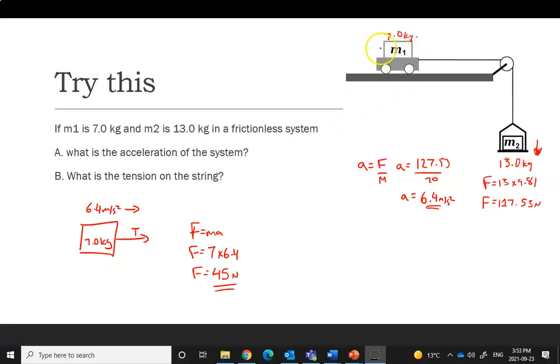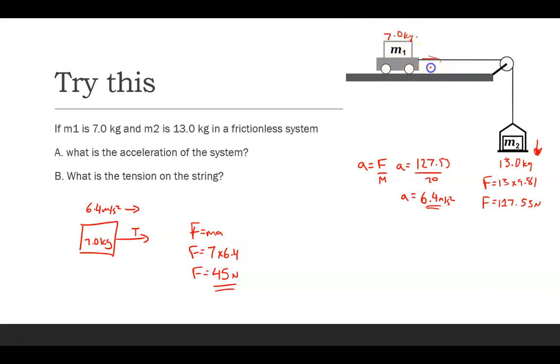And so whether you chose M1 or M2 doesn't really matter, but choosing M1 means that you only have one force acting upon this object, which is the tension, which makes things really nice here because you've got a 7 kilogram mass accelerating 6.4 meters per second squared to the right. F equals ma gets you a 45 newton net force or tension on the string.